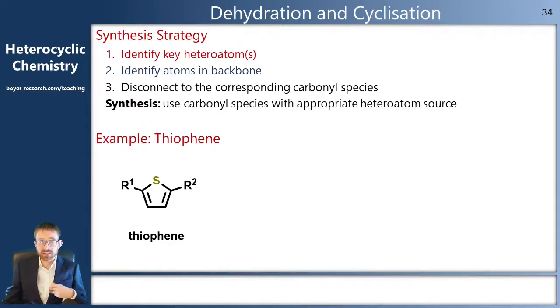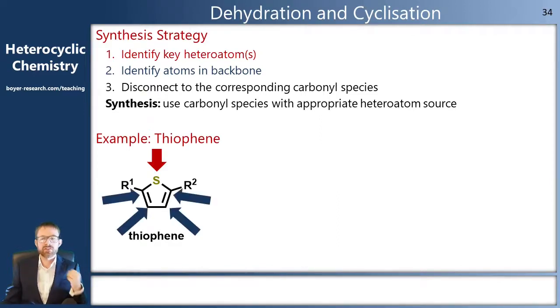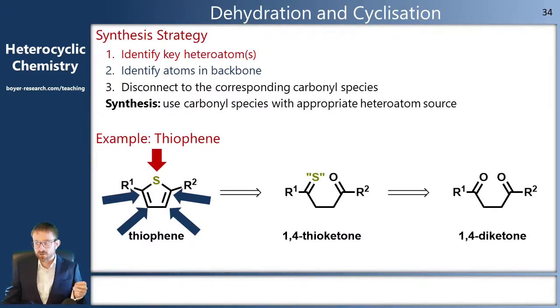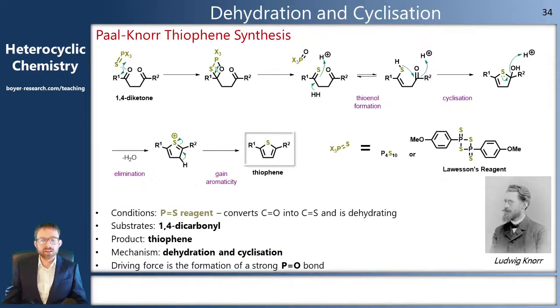So, let's continue. Instead of a nitrogen or an oxygen, if we want the sulfur, so a thiophene, again, we need to find where we're going to get the sulfur atom from, and again, we're going to have 4 carbons in the backbone, so we need a diketone, a 1,4-diketone, and some kind of source of sulfur. Well, for this, we're going to use a phosphorus sulfur reagent. So this is a reagent which has a phosphorus sulfur double bond.